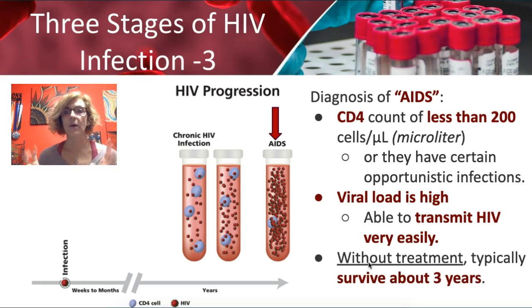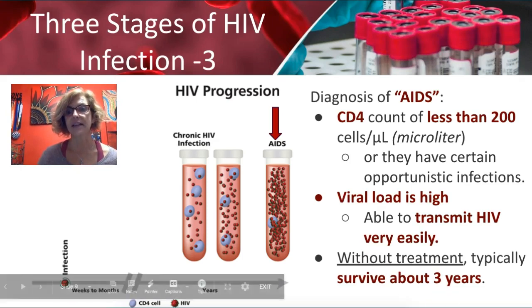So at the point that our CD4, that's our helper T cells, count is less than 200 cells per microliter, that is a quantitative measurement that diagnoses a person as having AIDS. You've moved from being HIV positive or having HIV disease to having AIDS. Also having one or more of those opportunistic infections, and also the viral load is very, very high, and at this point it's very easy to transmit HIV.